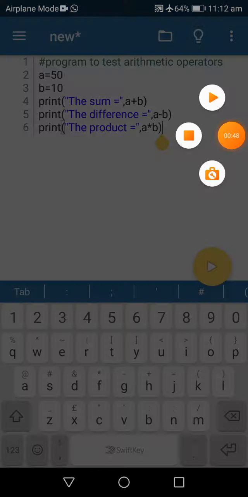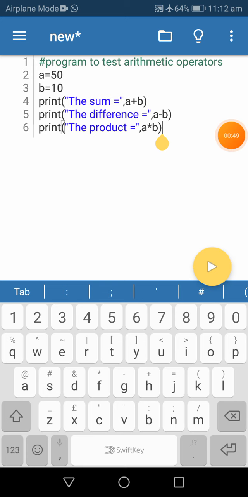The third one is to find the product, that is the multiplication. The expression is a into b. Another one is quotient, that is the division, children. So here the expression is a divided by b.